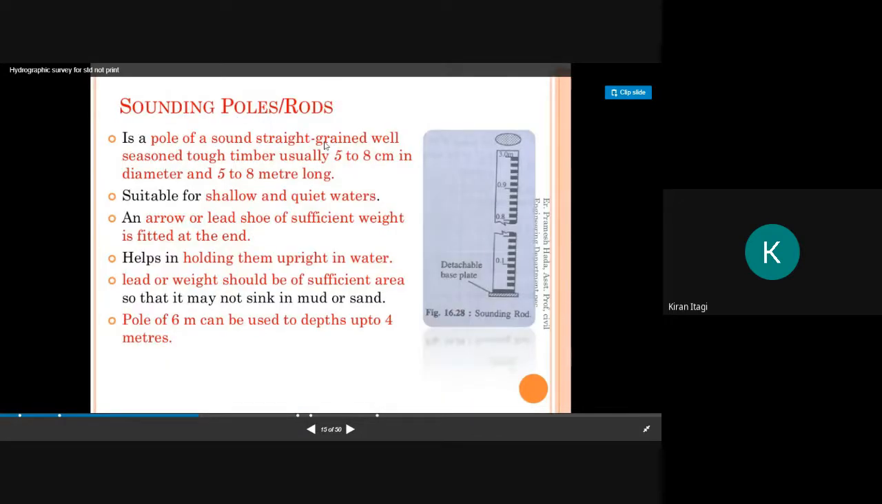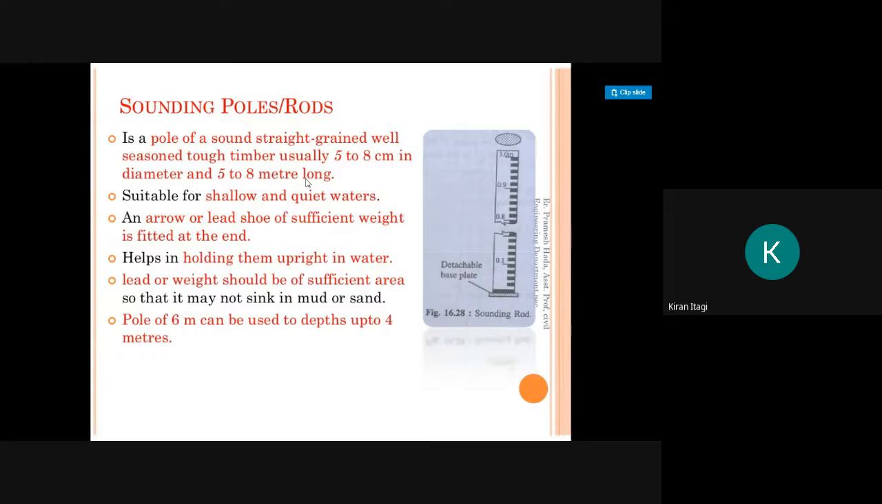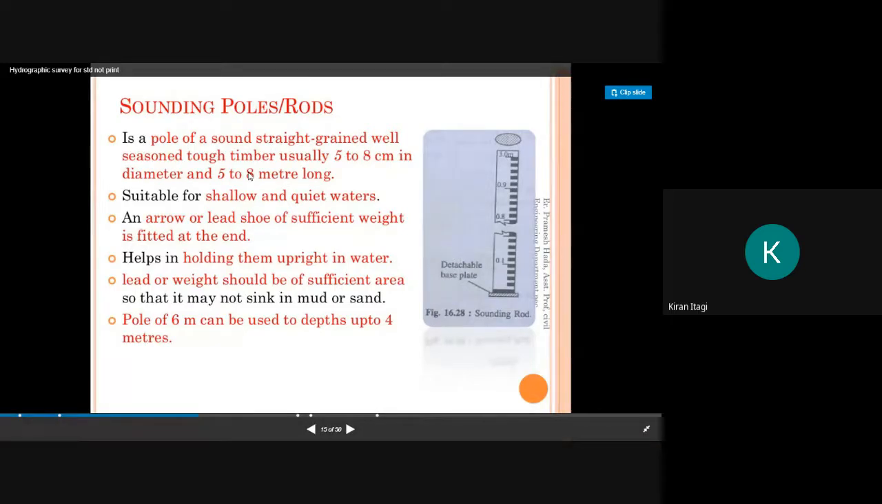Next, sounding pole. Sounding pole or rods is nothing but a leveling staff, like a level staff. So it is a pole which is round, straight, well grained, seasoned timber, usually 5 to 8 centimeter in diameter and 5 to 8 meter long. What is the diameter? It is 5 to 8 centimeter in diameter, and the length will be 5 to 8 meter long.